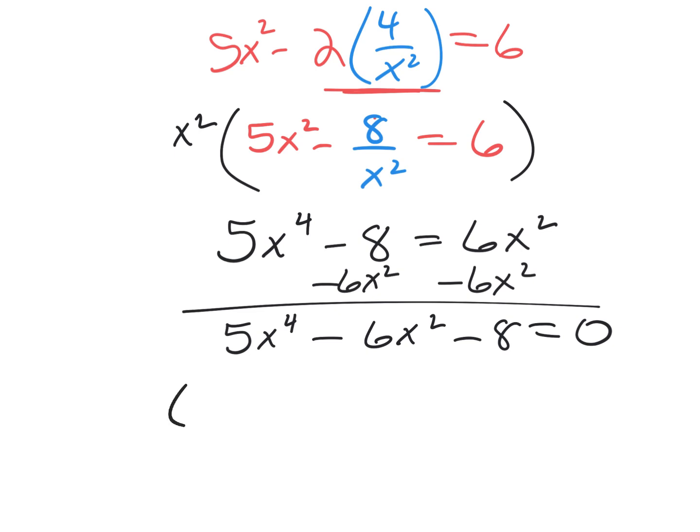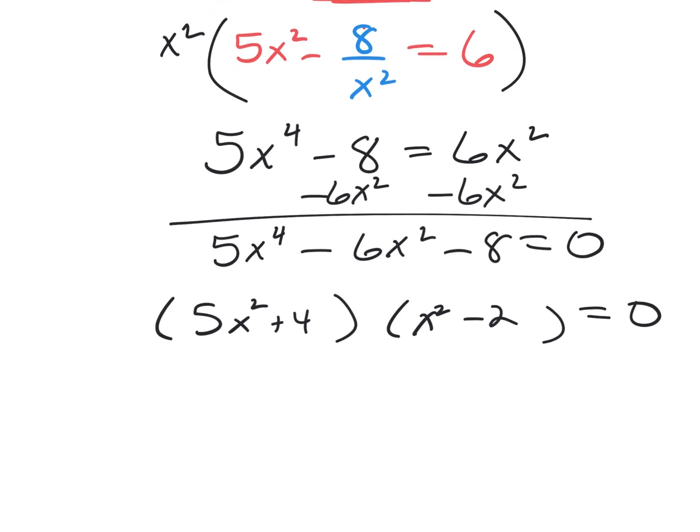So my factors of 5x to the 4th are going to be 5x squared times x squared. And then my factors of 8 are either 1 and 8 or 2 and 4. I'm going to do positive 4 and negative 2. Again, if you're guessing and testing like this, you need to FOIL it and make sure it works, and it does. I need to solve for x, so 5x squared plus 4 equals 0, x squared minus 2 equals 0.